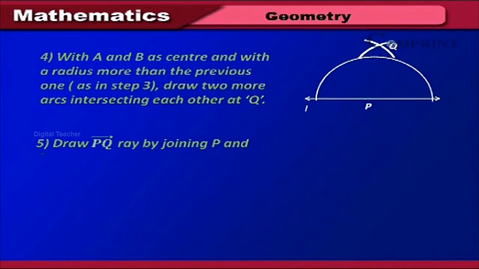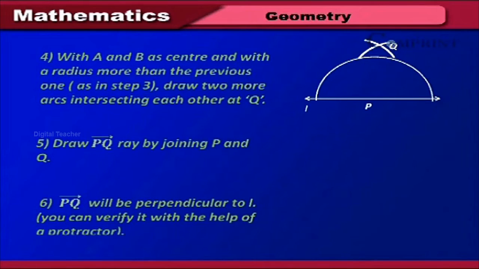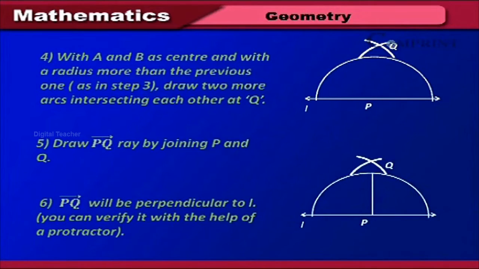5. Draw PQ ray by joining P and Q. PQ ray will be perpendicular to L. You can verify it with the help of a protractor.